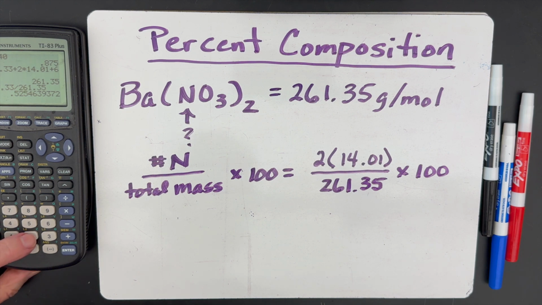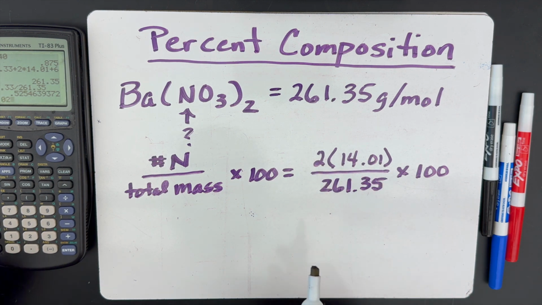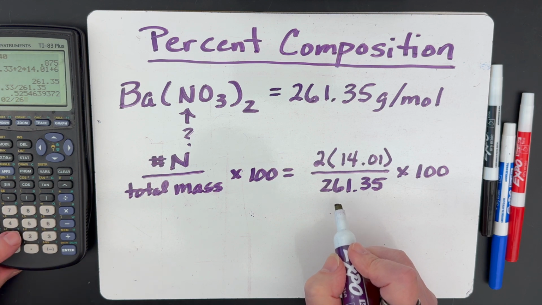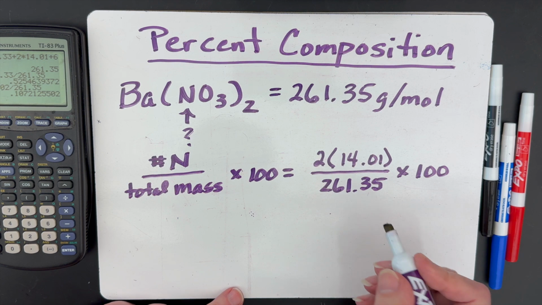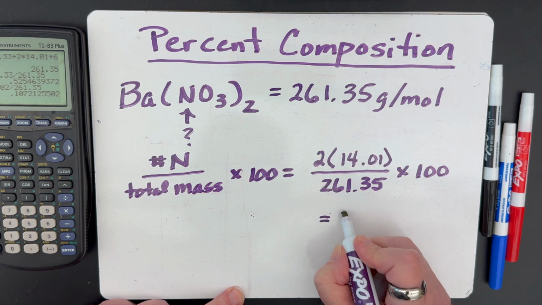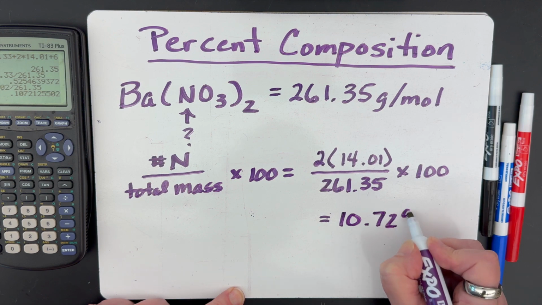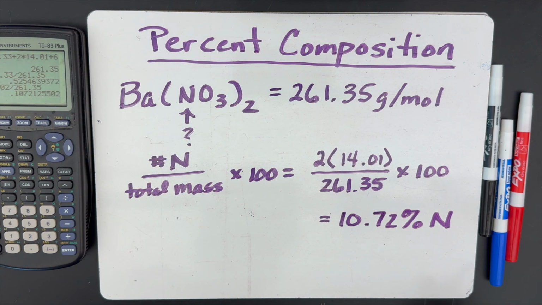So we're going to have 28.02, which is 2 times 14, divided by 261.35, which gives us 10.72% nitrogen. So this compound is a little over 10% nitrogen by mass.